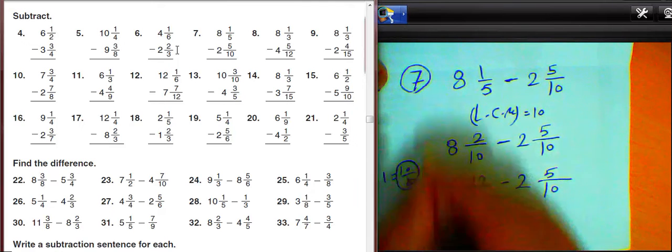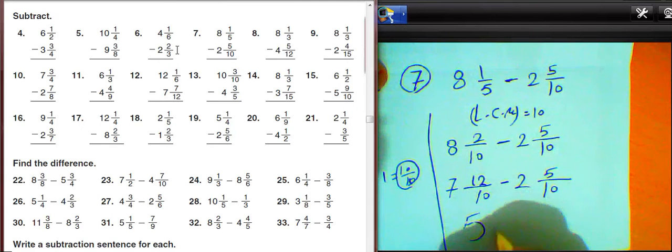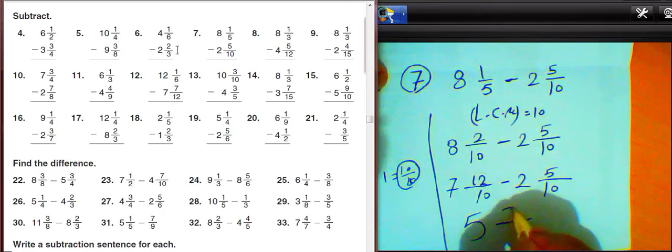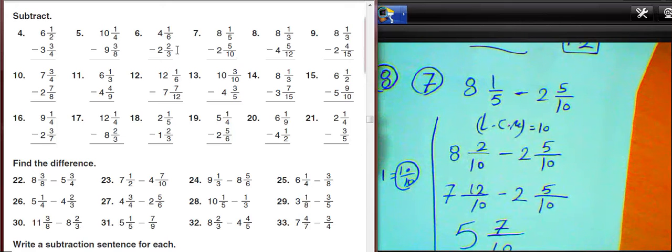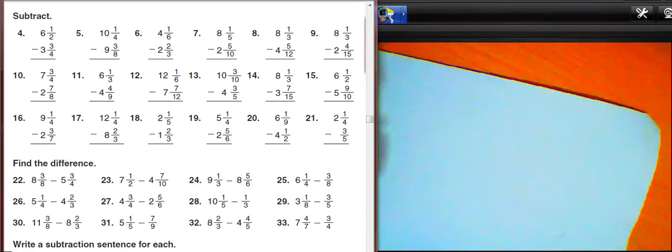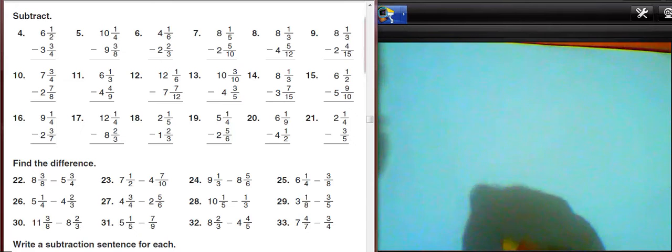Complete with me. 7 subtract 2 equals 5, and 12 subtract 5 equals 7 over 10. So the result will be 5 and 7 over 10. Question number 8.